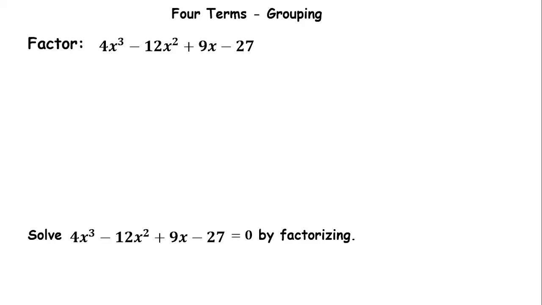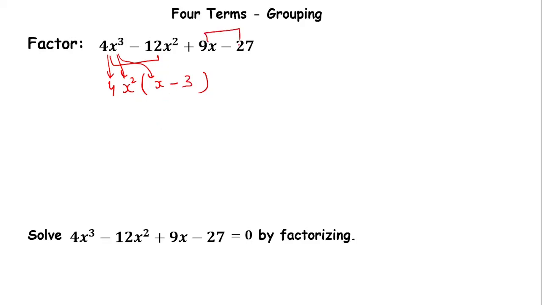Factor 4 terms, and which method am I going to use? It is called grouping. How do you factorize here? If we combine the first two terms, what is common in them? The common part is 4x squared. What is left here? Only one x is left. Here we are left with only 3.